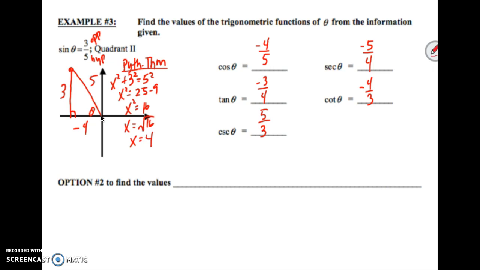The other option we could have used to solve this problem is to use the fact that sine squared of theta plus cosine squared of theta equals 1 in order to find cosine.